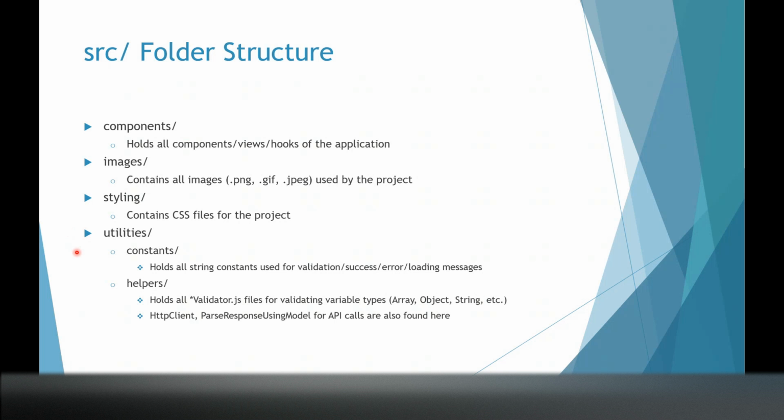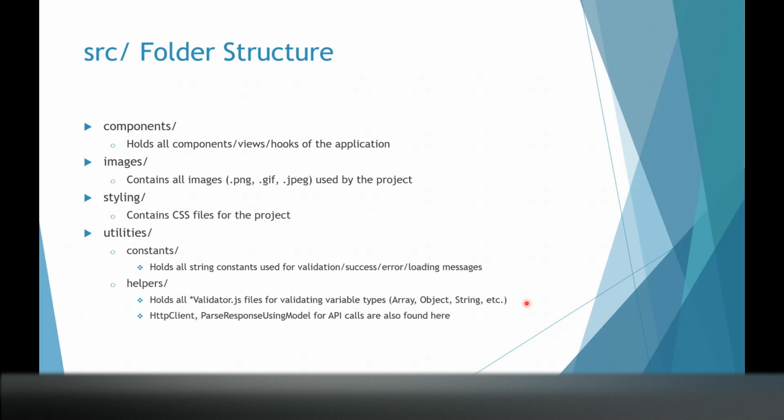And then lastly is the utilities folder, which contains the constants and the helpers. So all the constants, these just contain all the strings. So whether it be validation, success, error, or loading messages, those are all going to be found under this folder. The helpers, those contain all of the validator files for validating all the types.